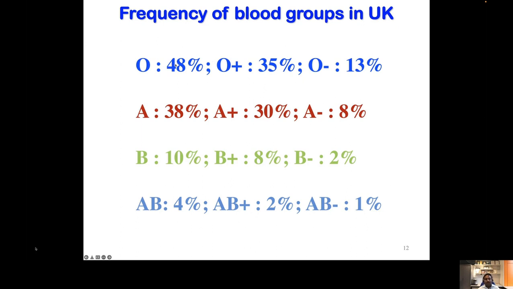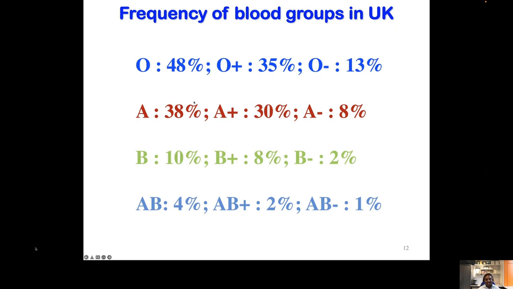Okay, particularly if we classify this into O positive and O negative, O positive people are around 35% in the UK. O negative people are 13%. So always the negative people will be very low in abundance compared to positive people. Okay, you need to remember that.